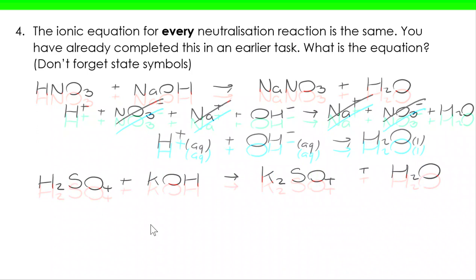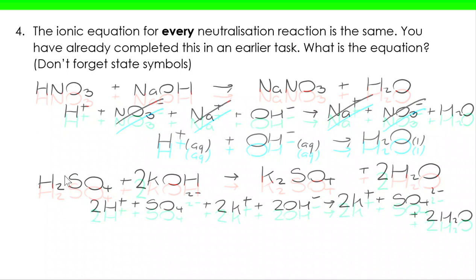I've got H2SO4 and KOH, sulfuric acid and potassium hydroxide, making potassium sulfate and water. Again, water is covalent, but we break all of the others down to their ions. Got to balance it first, obviously, but then we break it down. The sulfuric acid, 2H plus and SO4 minus, 2KOH, 2K plus and 2OH minus, K2SO4, 2K plus and SO4 minus, and I keep my H2O the same.